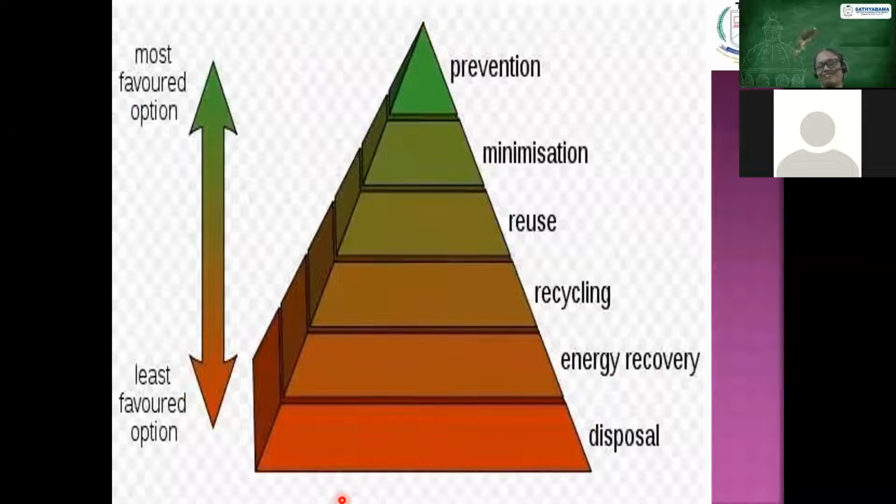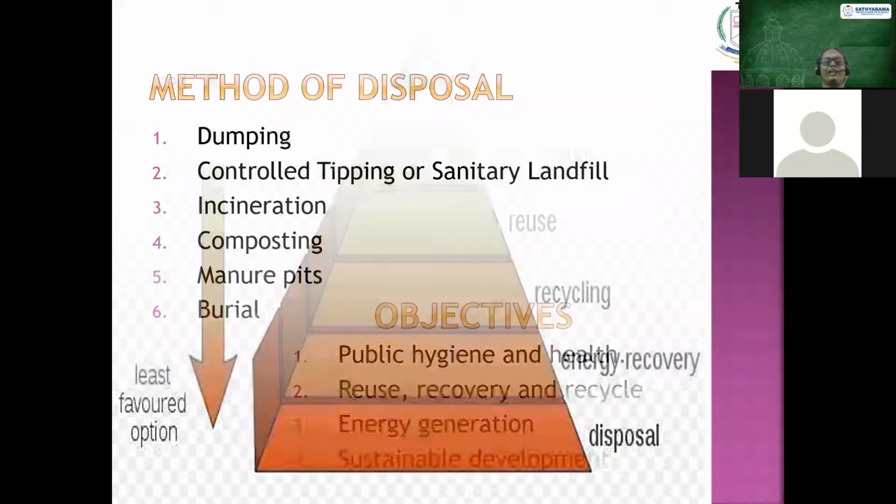Waste management hierarchy. You all know: prevention, minimize, reuse, recycle, energy recovery, disposal. They have given most favored and least favored options. This is the most favored: prevention. I told you, reduce, reuse, recycle. That is the way. The least favored is disposal. You all know the pyramid, the triangle, we used to say; disposal is at the base and is the least favored option.